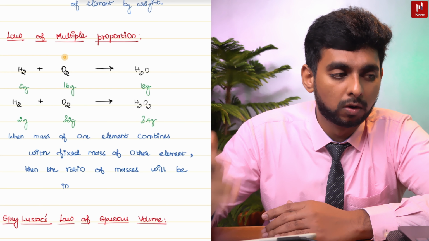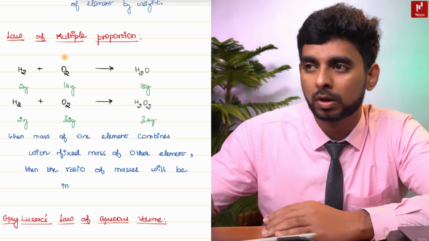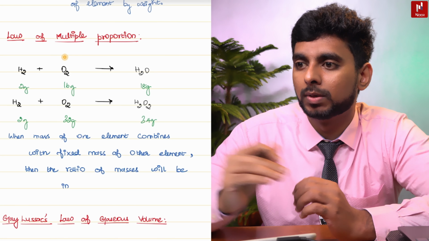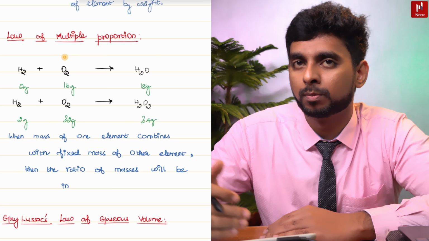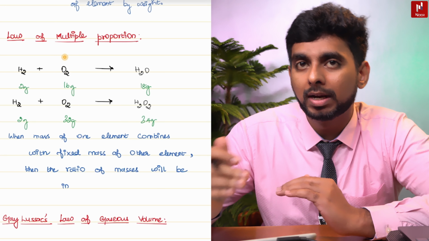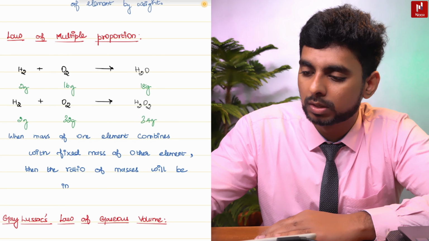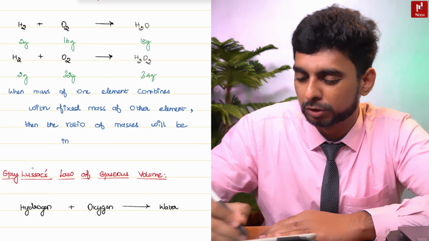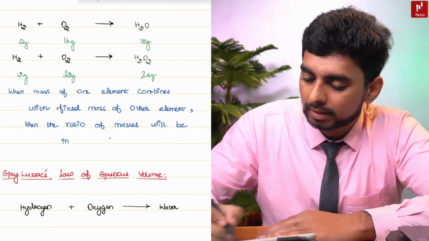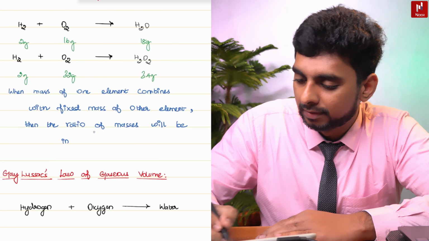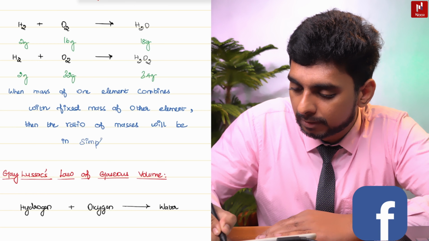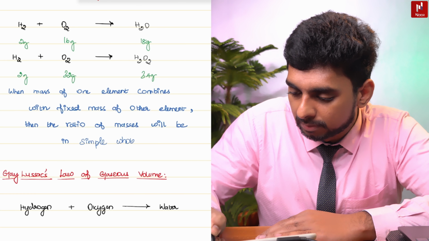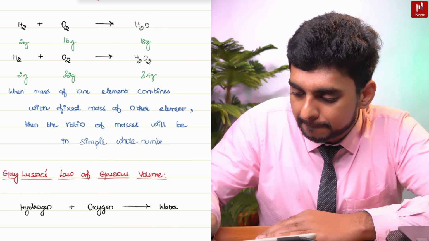Okay, so the ratio of the masses that got combined with the fixed mass will be in the ratio of simple whole numbers, which will not have any decimal places. It will not be something like 1 is to 1.5 or 1.7. It will be in the simple whole number ratio. So that is what is meant by the law of multiple proportion. It should be clear. So here the only term that I need to fill is simple whole number. The ratios will be in simple whole numbers. Got it? It will not have any decimal places, right? So that's the law of multiple proportion.